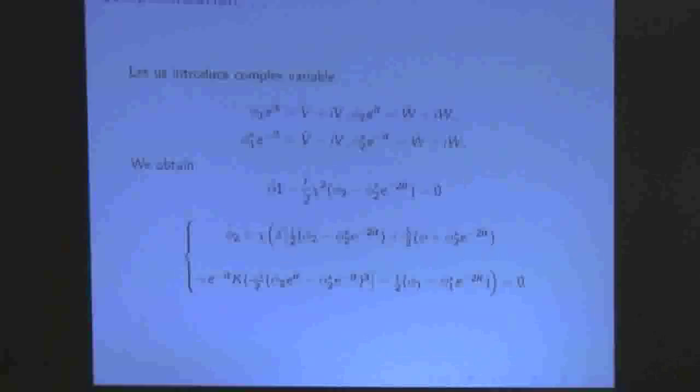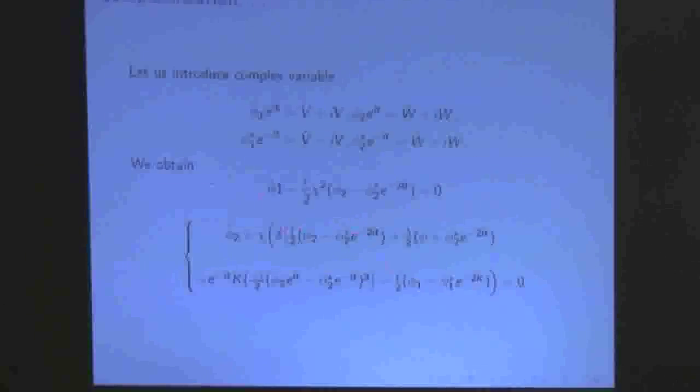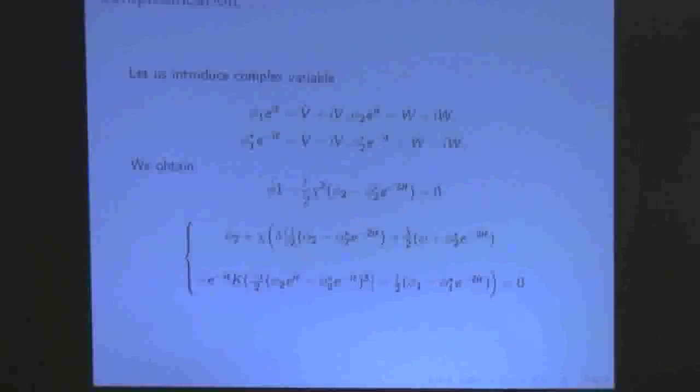If I write the system of equations using the complex variables, I obtain the following. The first equation versus phi1 could be written like that. You see that I have phi1 dot plus this small parameter at order 2. And I obtain this equation for phi2: phi2 dot plus a perturbation, and you can see that the nonlinear term occurs in this second equation.